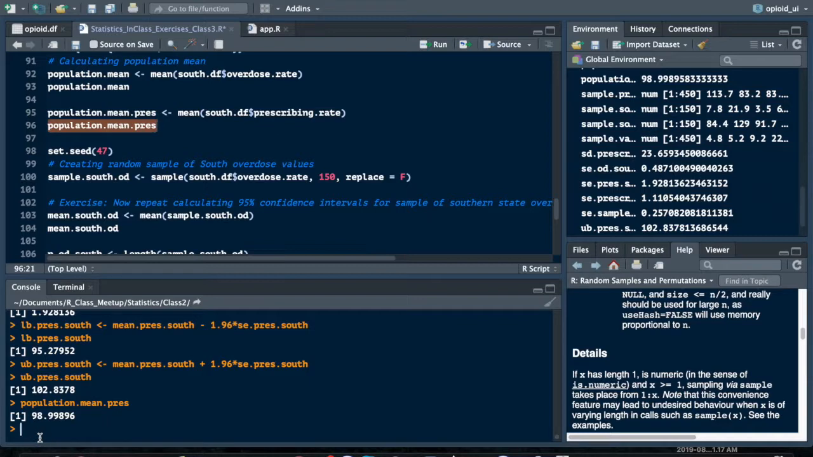So again, as we would expect, 95 times out of 100, this population mean lies between our lower and our upper bound confidence interval.